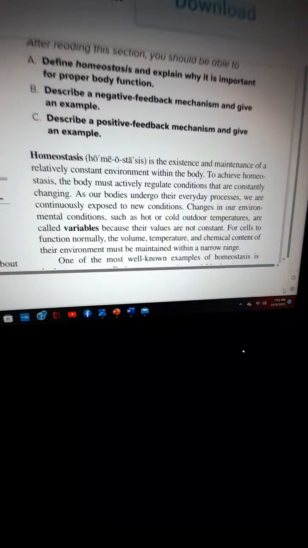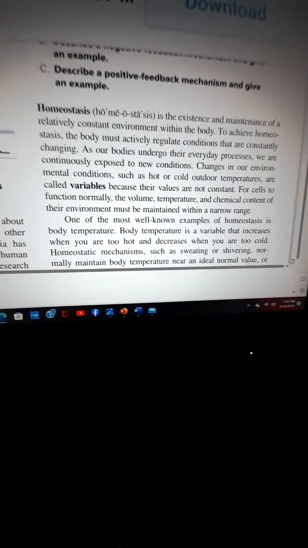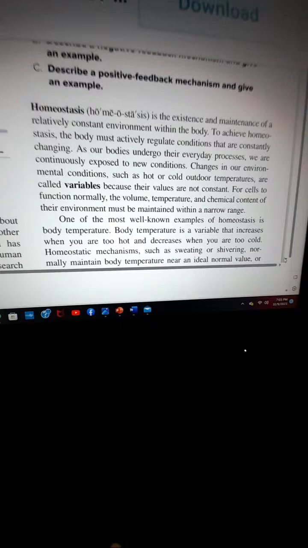When you hear the term homeostasis, it is the existence of maintenance of a relatively constant environment within the body. To achieve homeostasis, the body must actively regulate conditions that are constantly changing. As our bodies undergo their everyday processes, we are continuously exposed to new conditions. Changes in our environmental conditions, such as hot or cold outdoor temperatures, are called variables because their values are not constant. For cells to function normally, the volume, temperature, and chemical content of their environment must be maintained within a narrow range.